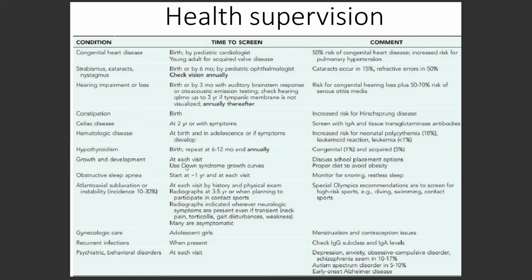Then growth and development, at each visit we have to screen for growth and development. The normal growth curves are not used here, but Down syndrome growth curves are used. For obstructive sleep apnea, screen at the start at less than 1 year, and at each visit we have to look for it. Atlantoaxial subluxation or instability, at each visit by history and physical examination, and radiographs at 3 to 5 years or when planning to participate in contact sports. Radiographs are indicated wherever neurologic symptoms are present, even if transient neck pain, torticollis, gait disturbances, weakness; many are asymptomatic.